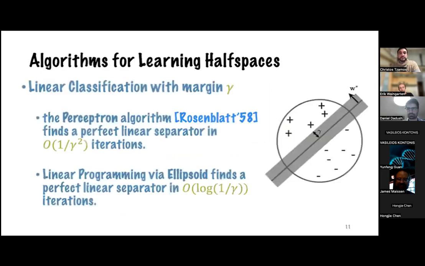It dates back to '58, to the work of Rosenblatt, who gave the perceptron algorithm, the first algorithm for finding linear separators and solving this problem. And this algorithm is able to find a good separator, assuming that in the optimal w*, there is a margin, meaning that the closest point to the half space, to the hyperplane w*, is at least a distance gamma. So the number of iterations depends on this distance, and it's bounded by 1/γ².